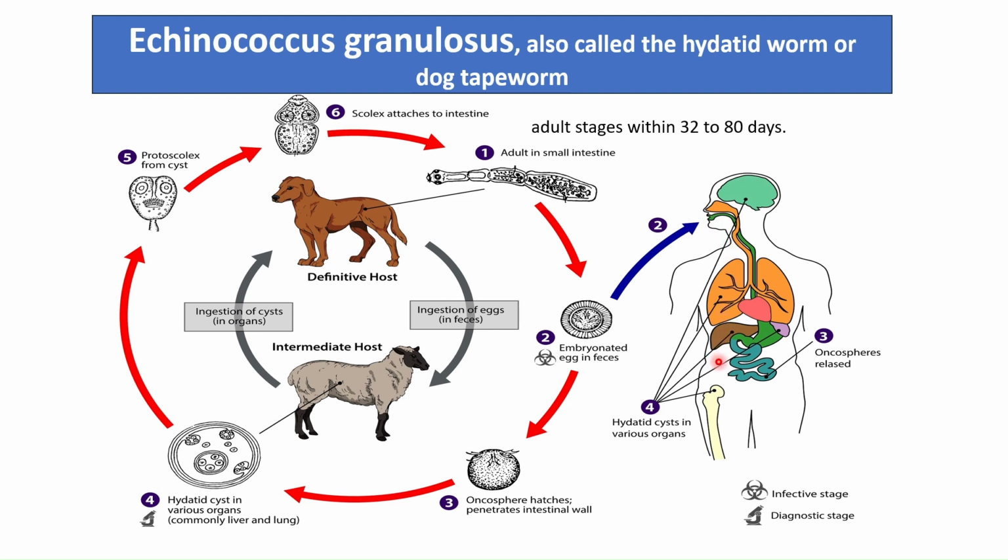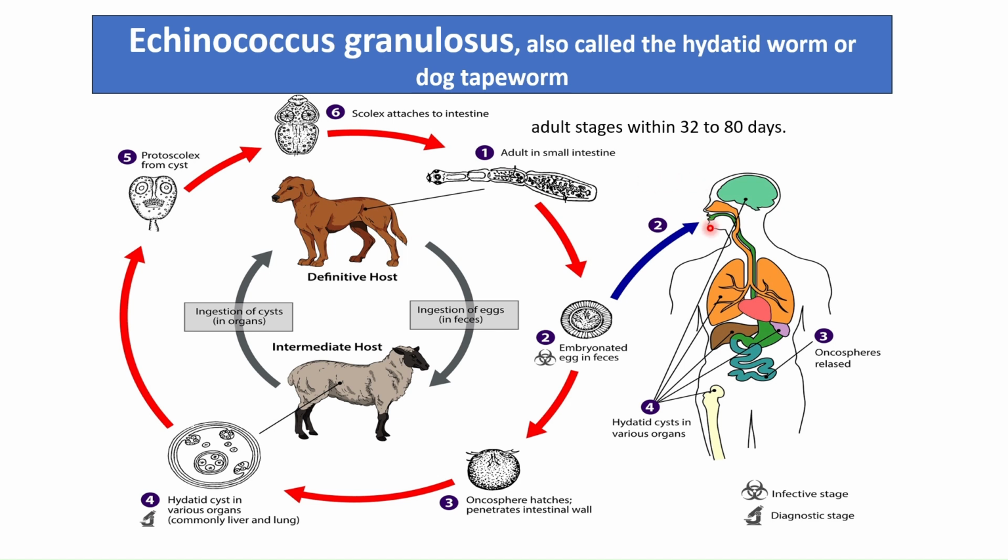Inside the intestine of intermediate hosts, the eggs hatch into oncospheres, penetrate the intestinal wall and enter the bloodstream. They most commonly lodge in the liver and lungs, developing into the characteristic hydatid cyst with germinal layers and brood capsules filled with scolices. When dogs consume infected organs of livestock, the cycle completes as the scolices develop into the adult form in the dog intestine.